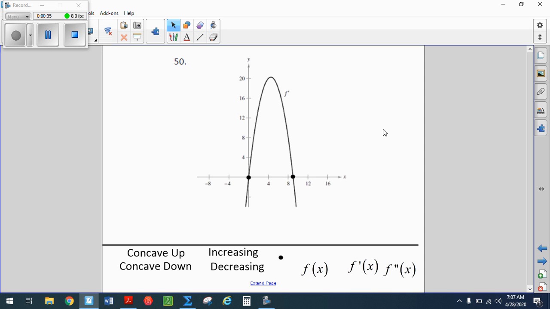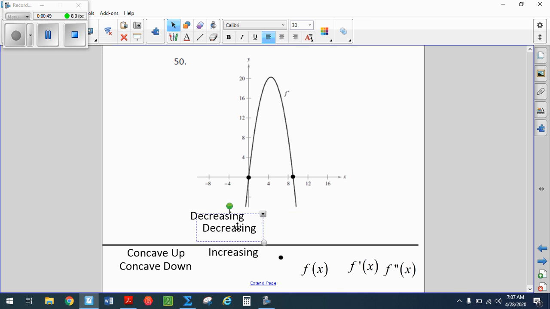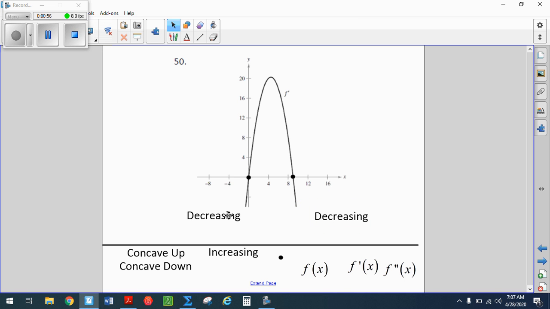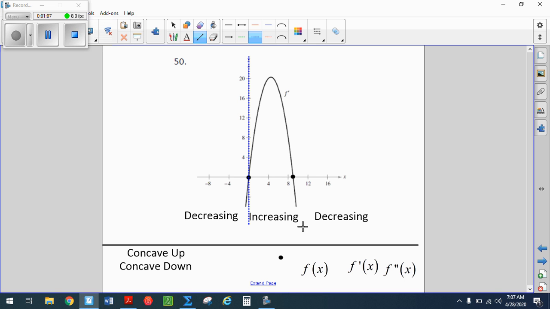And so I can see on the derivative graph that I have negative values to the left of 0 and to the right of 9. So my original function is going to be decreasing in those two areas because the derivative graph is positive between those two intercepts. My original function is going to be increasing on that interval from 0 to 9.